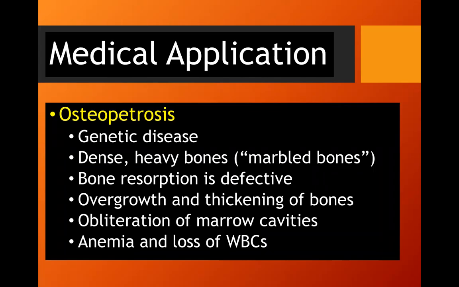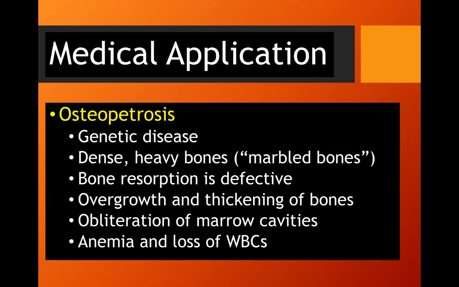Okay, let's apply this in medicine. We have the so-called osteopetrosis. This is a genetic disease characterized by dense, heavy bones, or marbled bones. The main culprit is that bone resorption is defective. Now, as you learned, if bone resorption is defective, what specific bone cell is defective? It is your osteoclast.